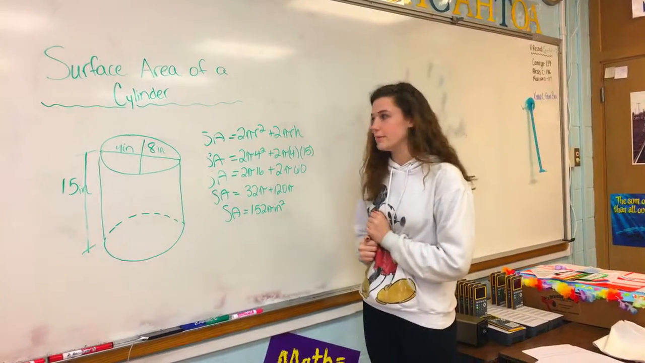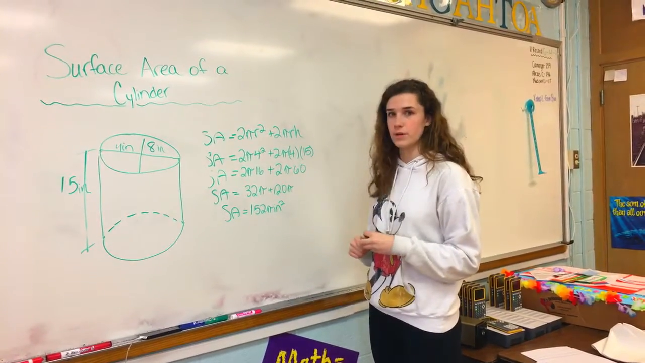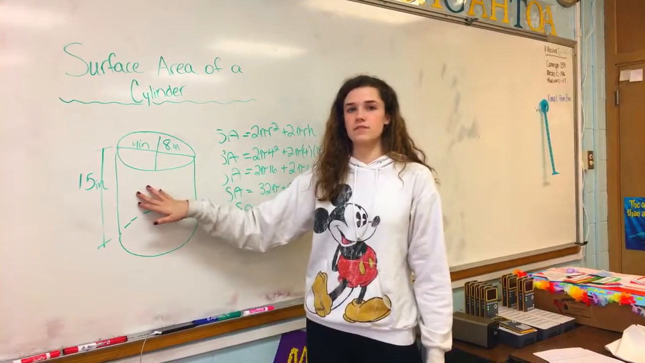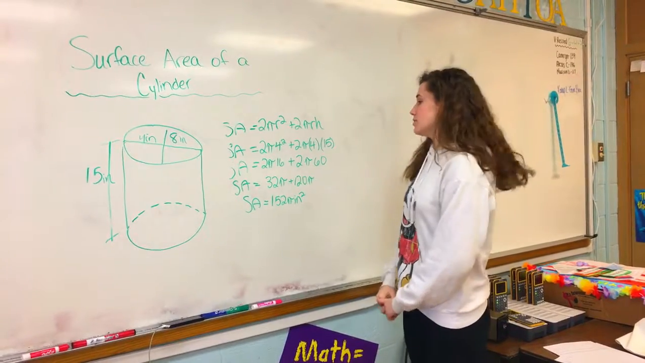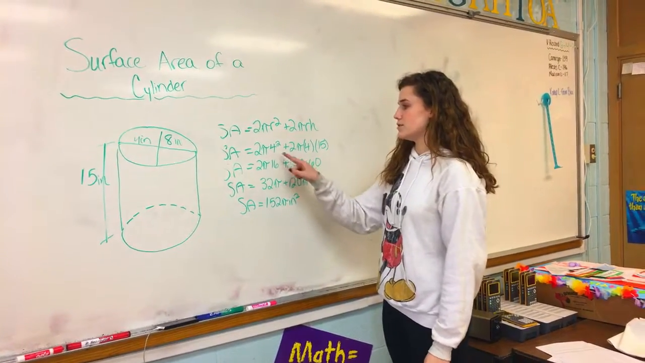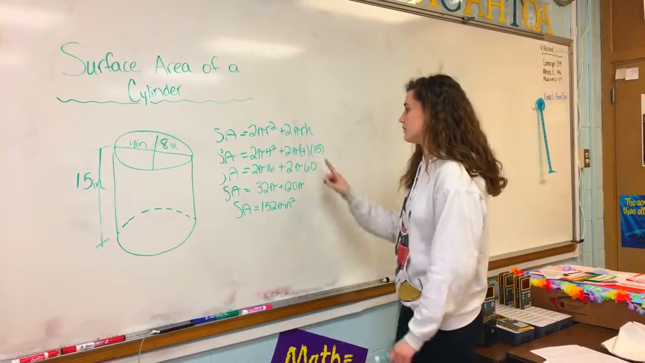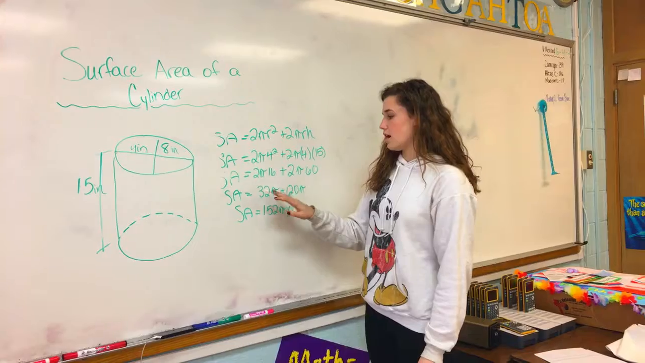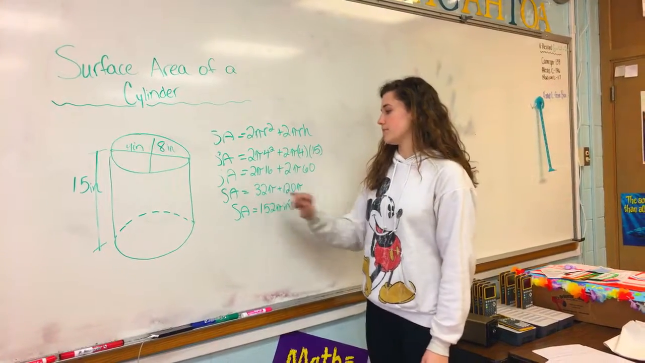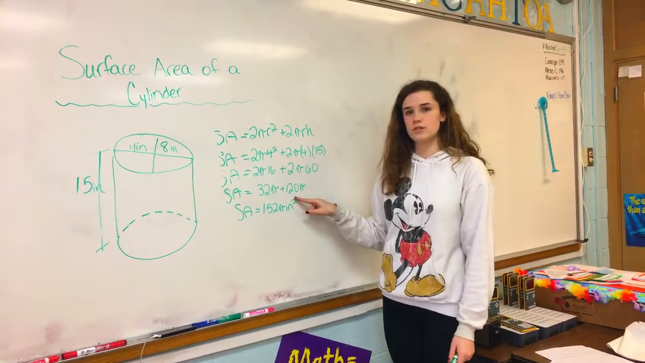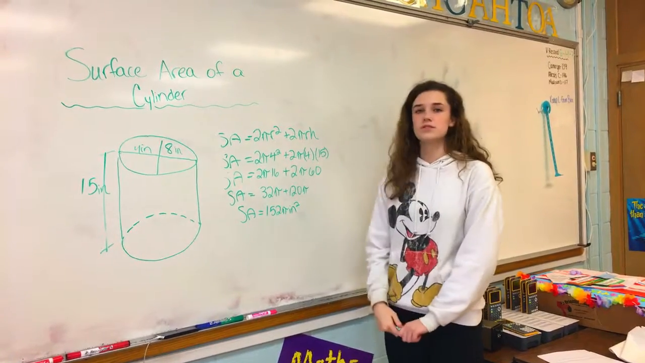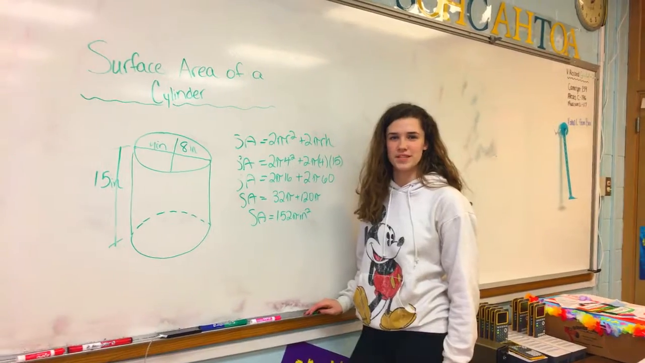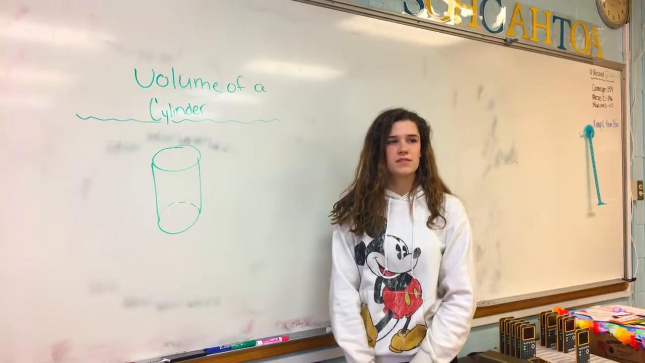So you'll have to cut the diameter in half to get 4 inches and plug 4 inches into your radius. So your equation will be 2 pi 4 squared plus 2 pi 4 times the height of your cylinder, which is 15. Then you will do 4 squared and get 16, and then 4 times 15, which is 60, and then you will multiply 16 by 2 to get 32, and 2 and 60 to get 120, and then your total surface area will be 152 pi inches squared.